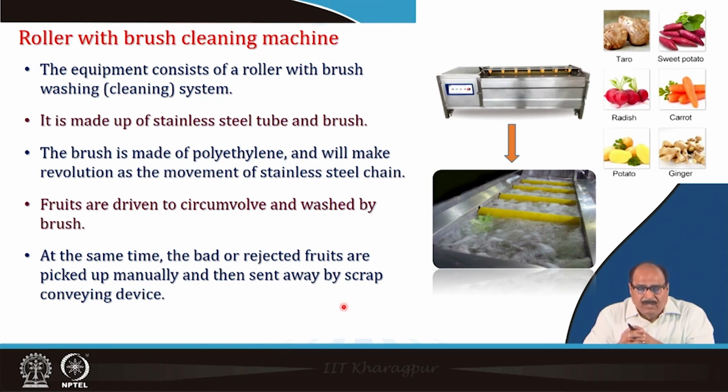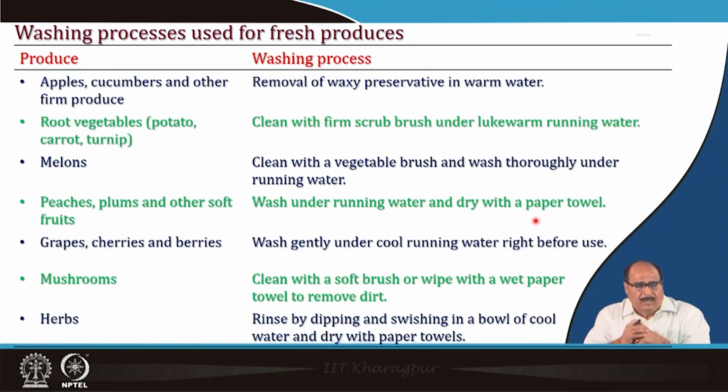The equipment consists of a roller with brush washing system. It is made up of stainless steel tube and brush. The brush is made of polyethylene and will revolve with the movement of the stainless steel chain. Fruits are driven to revolve and are washed by the brush. At the same time, bad or rejected fruits can be picked up manually and sent away by the scrap conveying device. It can be used for washing and cleaning taro, sweet potato, radish, carrot, potato, ginger, etc. That is mostly root vegetables and tubers.